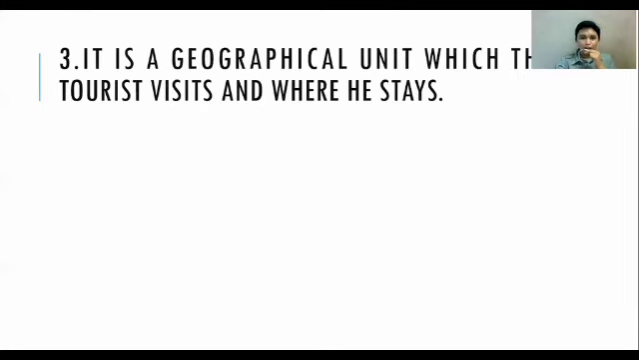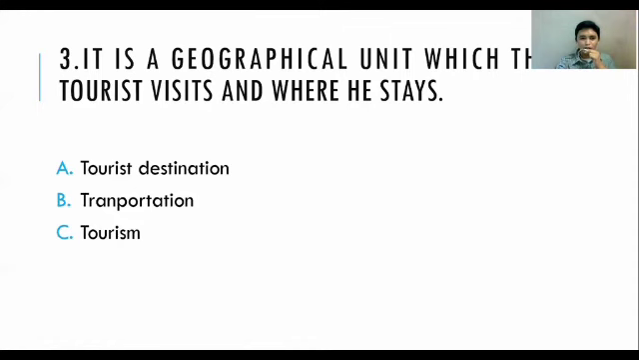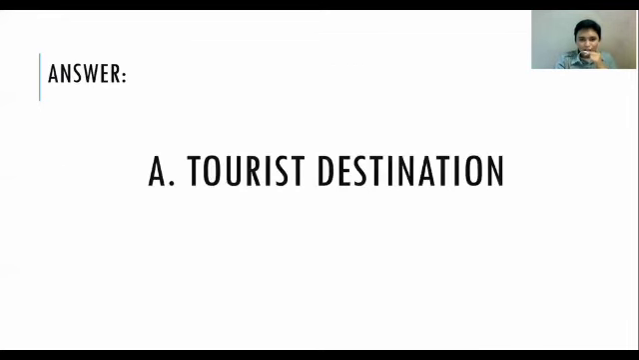It is a geographical unit which the tourist visits and where he stays. A. Tourist destination. B. Transportation. C. Tourism. D. Travel. Please answer, comment below. Okay, the answer: A. Tourist destination.